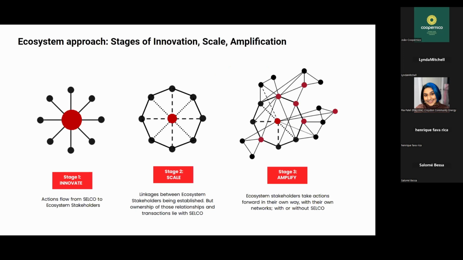And within this ecosystem approach, for every solution, there are three phases in how we work. There's the phase where you innovate, where the red dot is Selco Foundation's role, where we try and understand what the problem statement is.